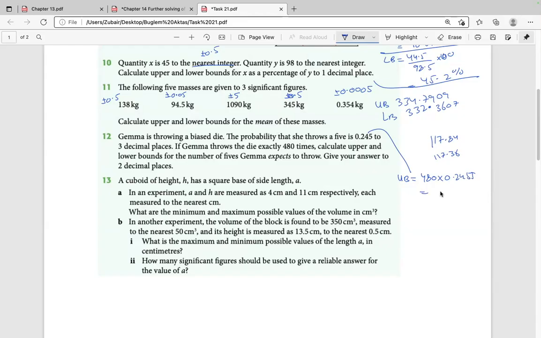Let me just redo that. Let me also try that again. Yeah, same answer. I'm getting 117.36. Okay, I'm going to try again. This is 0.245 and minus 0.0005, so you get 0.2445. And then it's 117.36, right? Yes.